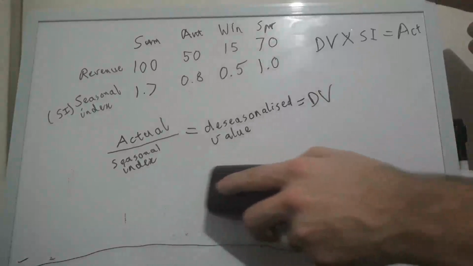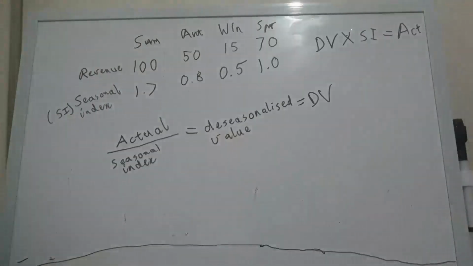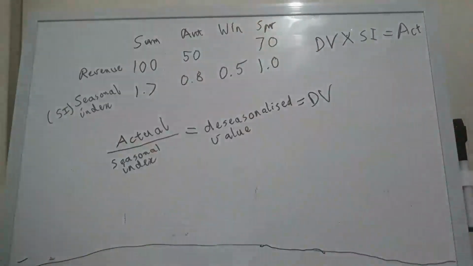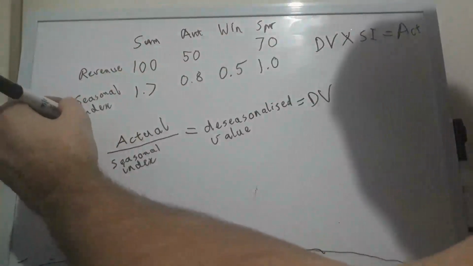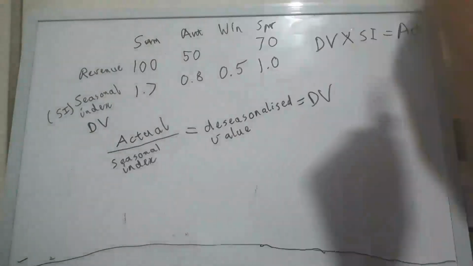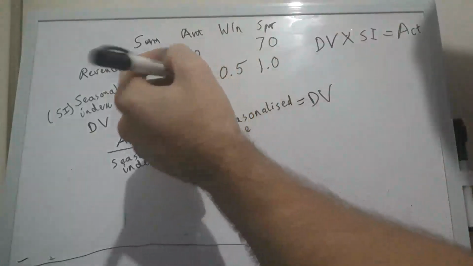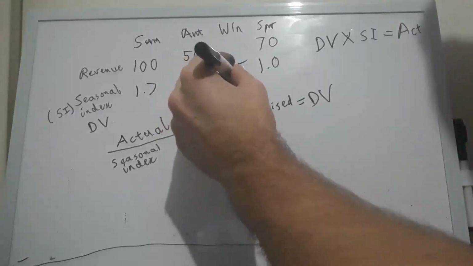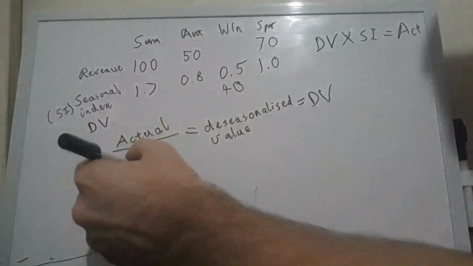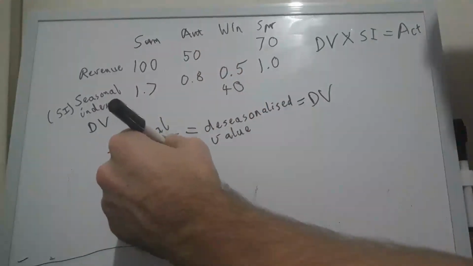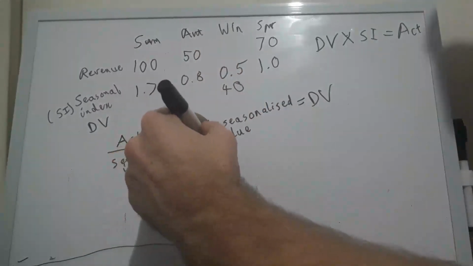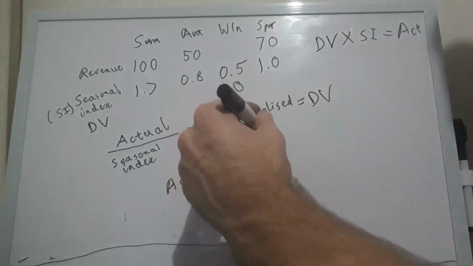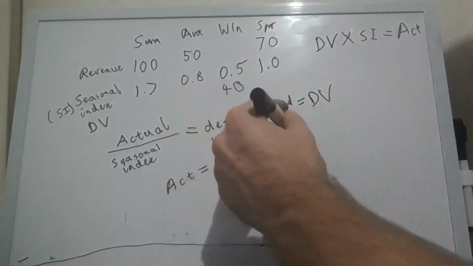Now, if you knew what your deseasonalised value was, so let's say we know that the deseasonalised value in winter is, let's change it up a bit, let's say it's 40. Then your actual for winter would be 40 times your seasonal index, which is 0.5, which is equal to 20.